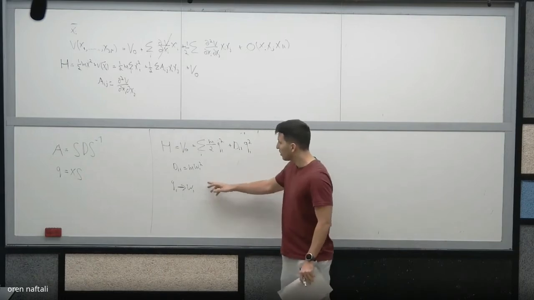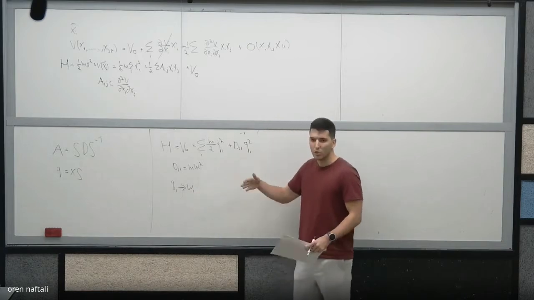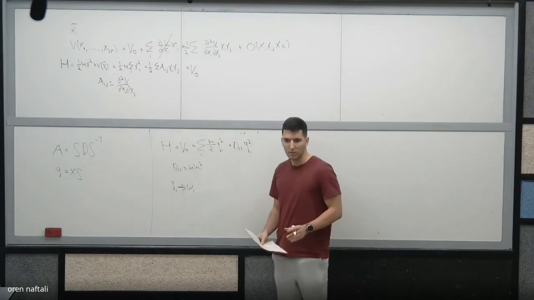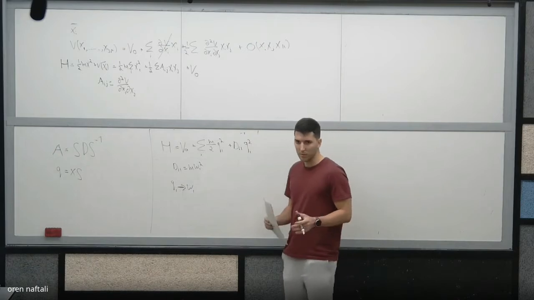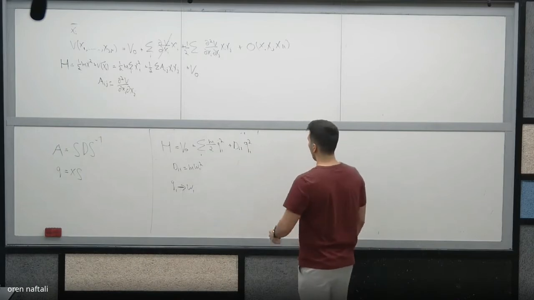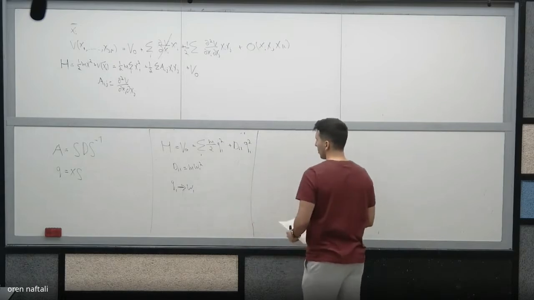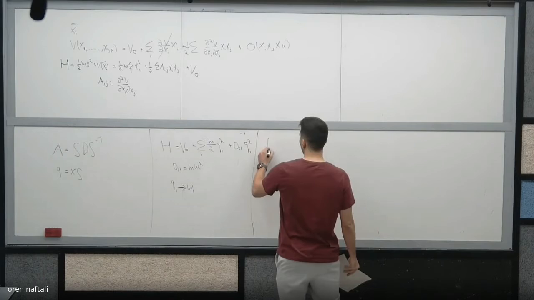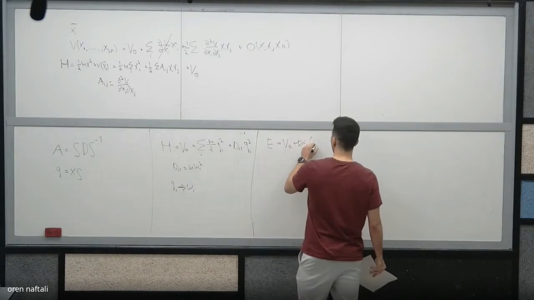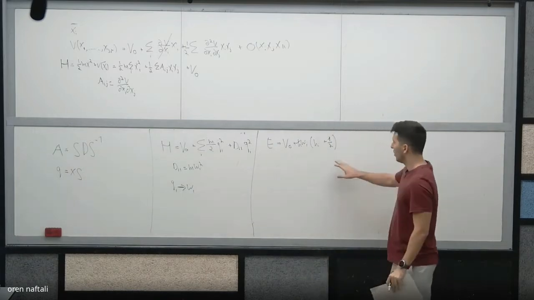The meaning is that for each omega, all the atoms are moving with the same frequency. Is it clear? If there are no questions, I'm assuming yes. Now we can also write the energy, because it is just the energy of a harmonic oscillator. So E is equal to V0 plus h bar omega i. This is the energy.